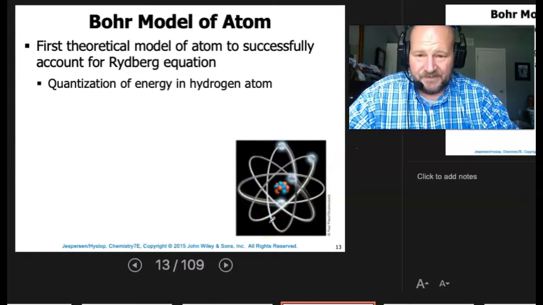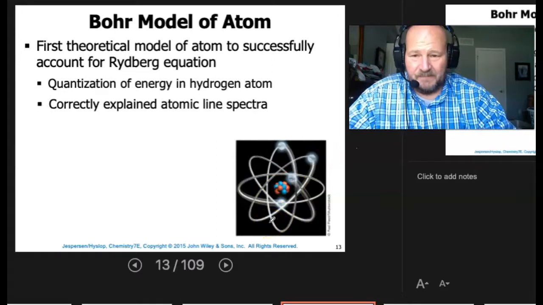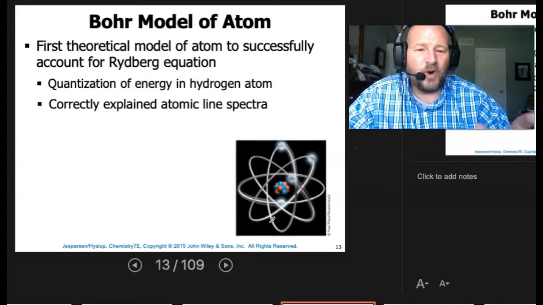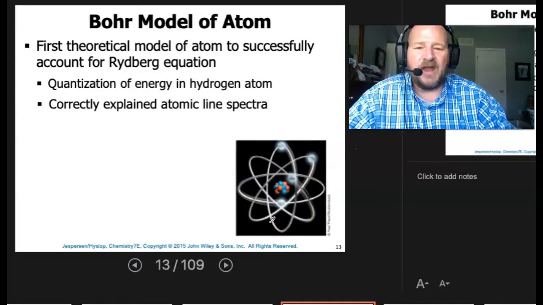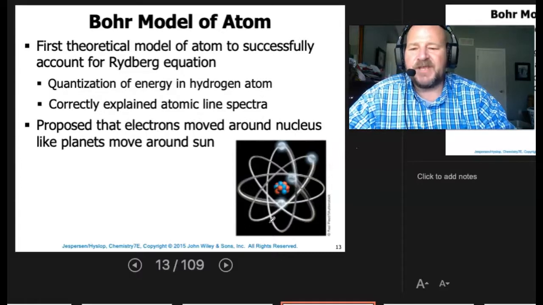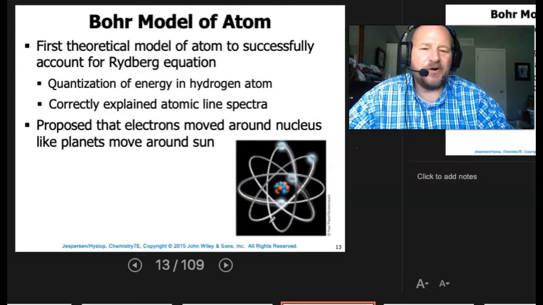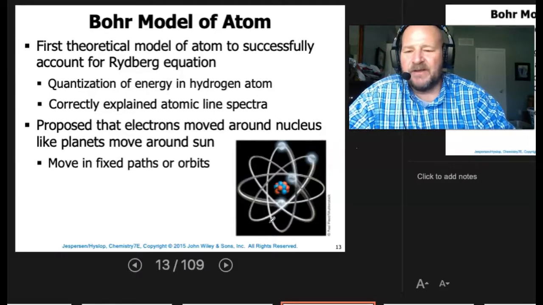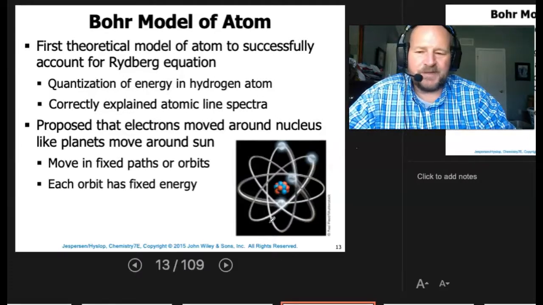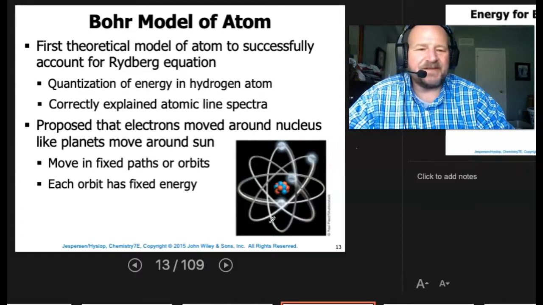Now, the quantization of the energy in the hydrogen atom: Bohr was able to use his model to correctly explain why the equations work for the line spectra that's seen. So what he proposed was that the electrons are going to move around the nucleus like planets move around the sun. And that's why we call it the planetary model as well. They moved in fixed paths or orbits, and each orbit, of course, has a fixed energy.